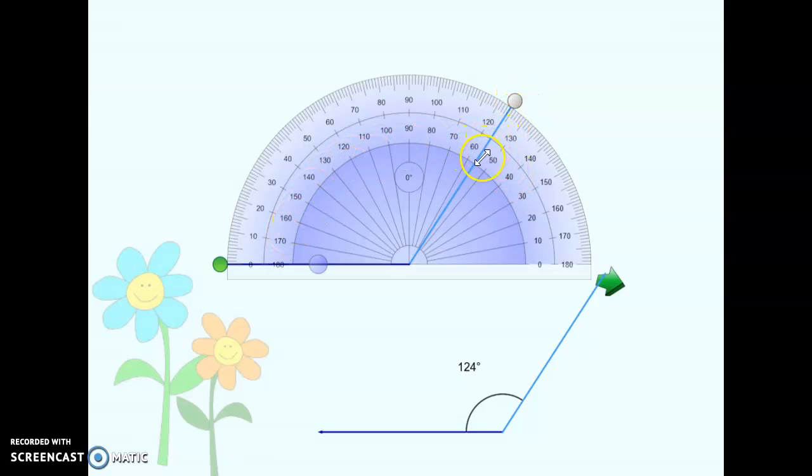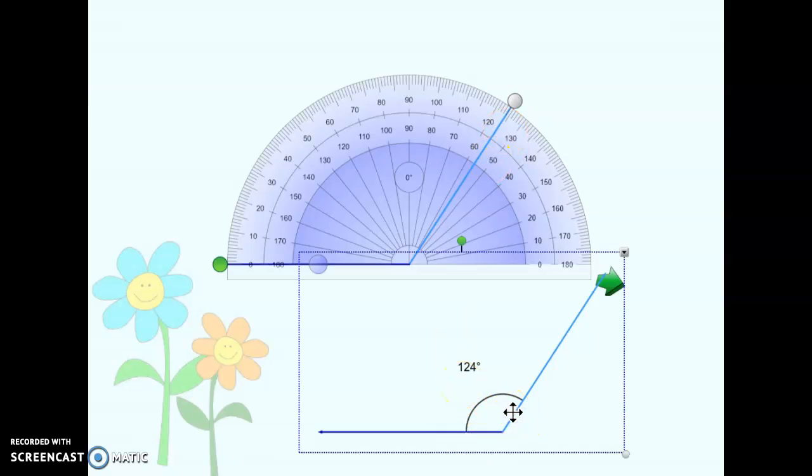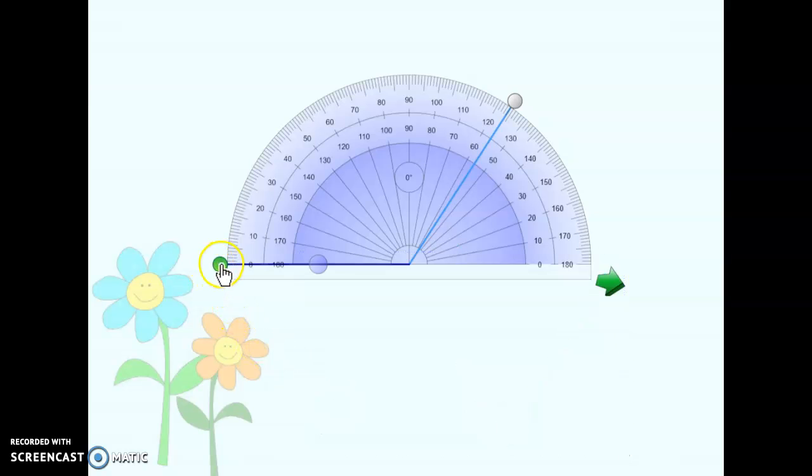But when I look up here, now I can see that it goes in between 120 and 130. I'm going to count those little tick marks and I get right to 124 degrees. Let me show you an example of what it would look like if one ray was over here, okay?